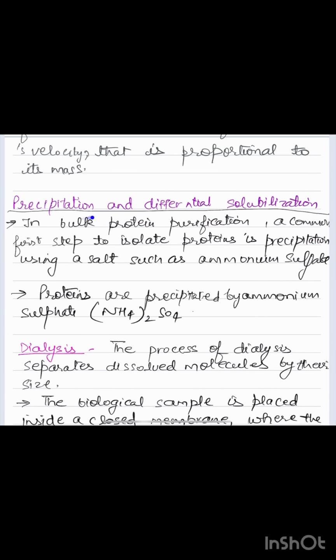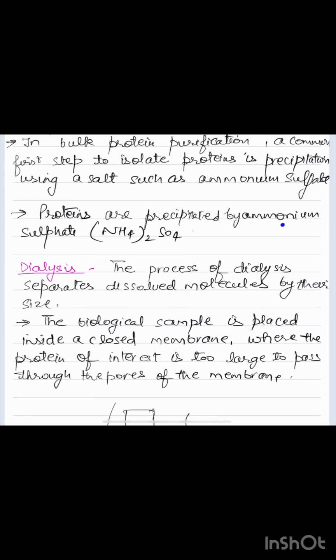For precipitation and differential solubilization, this is used in bulk protein purification. A common first step to isolate proteins is precipitation using a salt such as ammonium sulfate, and we call it salting out. So proteins are precipitated by ammonium sulfate, (NH4)2SO4.